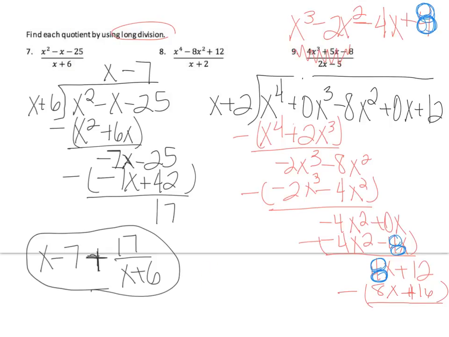I can't find my good pen, so I'm having issues. X cubed minus 2x squared minus 4x plus 8 over, or no, plus 4 over x plus 2, because my remainder here is 4.